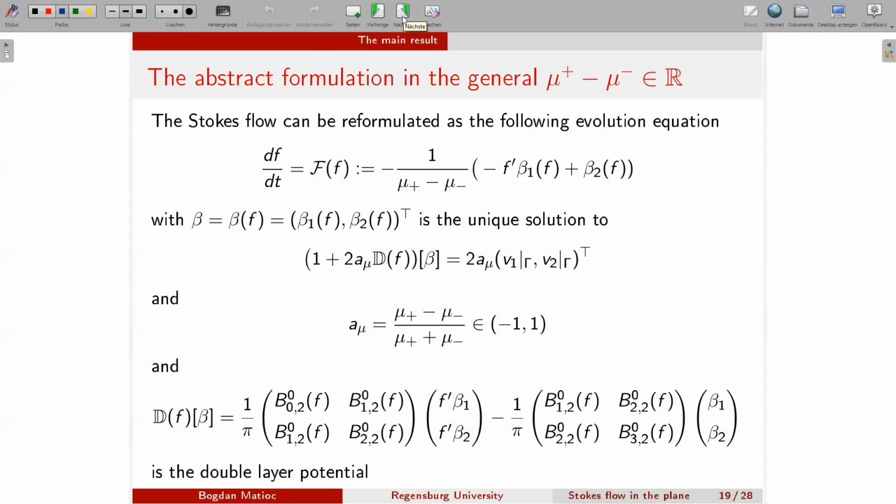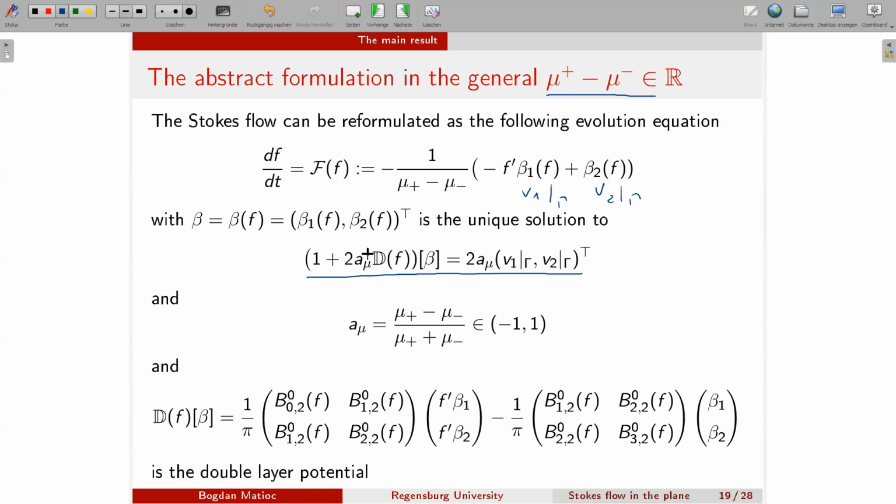Now, the formulation when mu plus is not equal to mu minus is a bit more difficult, more involved, but one obtains again a similar formula. So dtf is equal to cal f applied to f, where here we have this expression. Before we had here v1 and here we had v2 on gamma. Now here we have a new operator which depends on f, and this dependence is more complex. Namely, beta has to be determined as a unique solution to this equation.